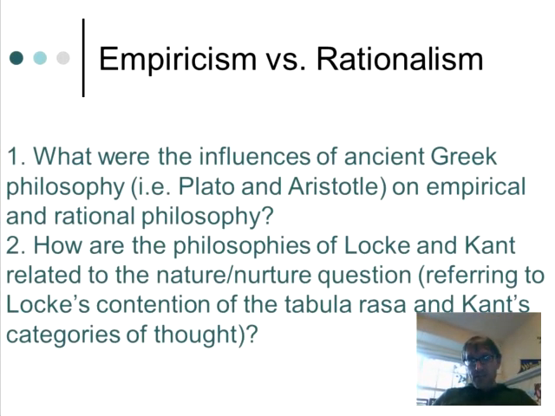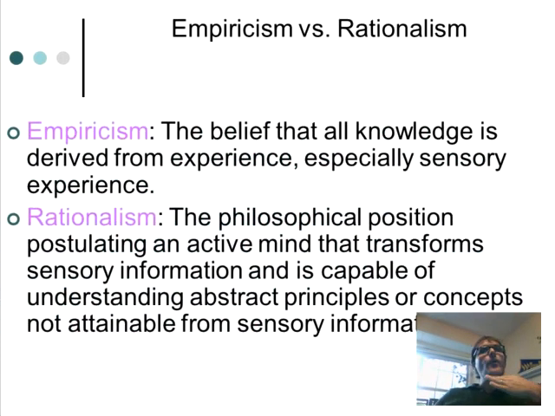First, a quick reminder of what these different philosophies are. Empiricism, I'm just going to read your definitions here: the belief that all knowledge is derived from experience, in particular sensory experience. So you're born with nothing, and everything you have comes in through your senses. Rationalism, as an essential philosophy, says you have an active mind that transforms sensory information and is capable of understanding abstract principles or concepts not attainable from sensory information.